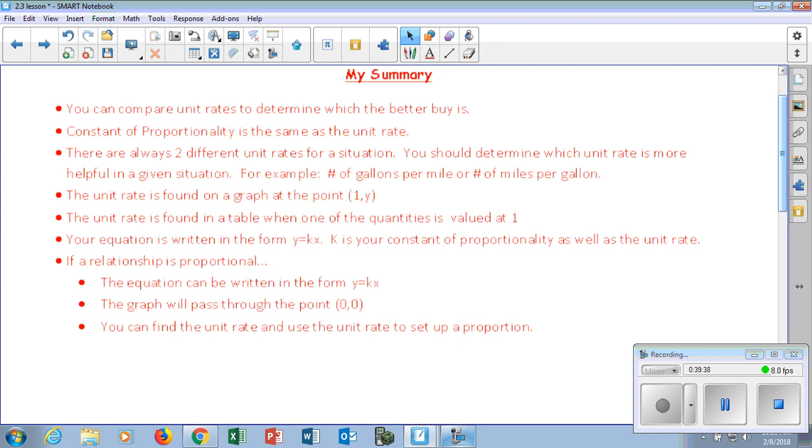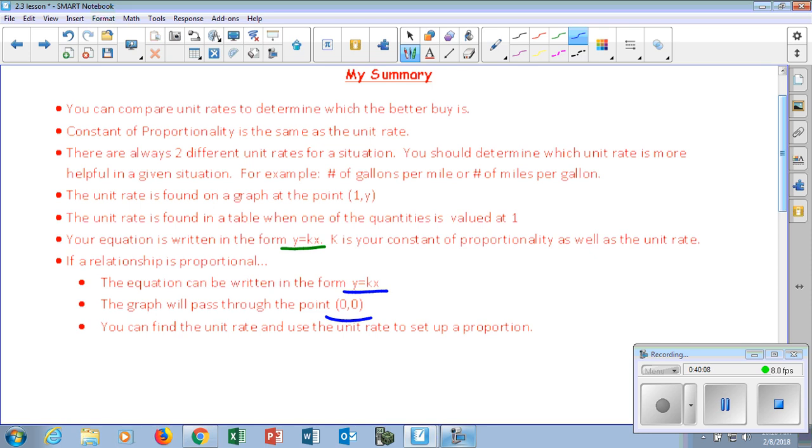Your equation is written in the form y equals kx. K is your constant of proportionality as well as your unit rate. The K is both the same, the constant and your unit rate. If a relationship is proportional, the equation can be written in the form y equals kx. The graph will pass through the point 0, 0, and you can find the unit rate and the useful unit rate to set up a proportion.